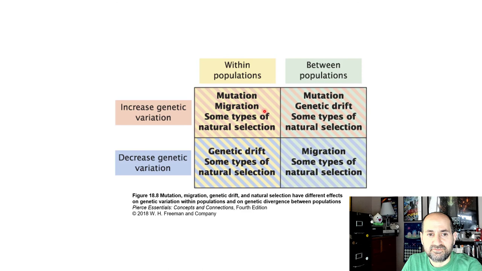And these are the factors that affect increased genetic variation within a population. So that's mutation, migration, and some types of natural selection. The factors that decrease genetic variation within populations would include genetic drift and some types of natural selection. The factors that increase genetic variation between populations would be mutation, genetic drift, and some types of natural selection. And lastly, to decrease genetic variation between populations, you've got migration and some types of natural selection.